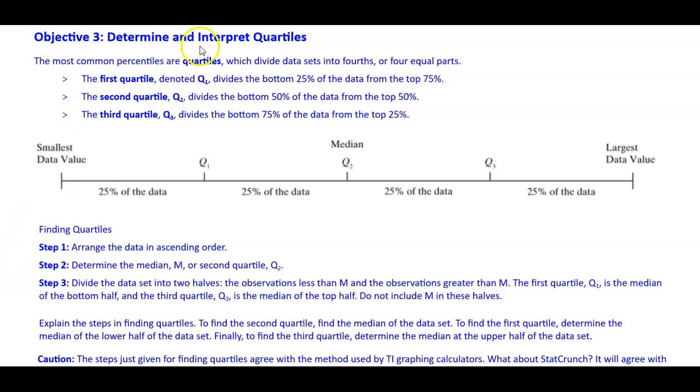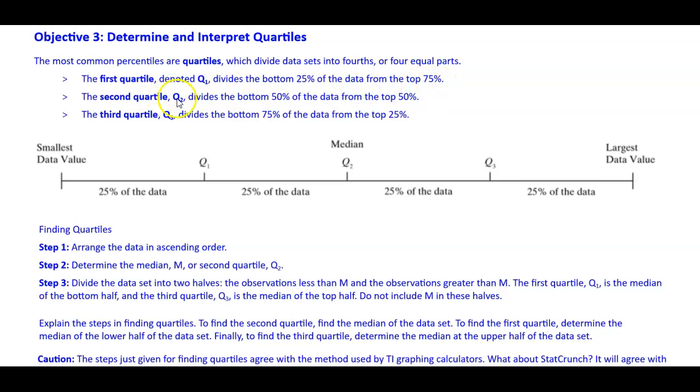Objective 3. Determine and interpret quartiles. The most common percentiles are quartiles, which divide data sets into fourths, or 4 equal parts. The first quartile, denoted Q subscript 1, divides the bottom 25% of the data from the top 75%.